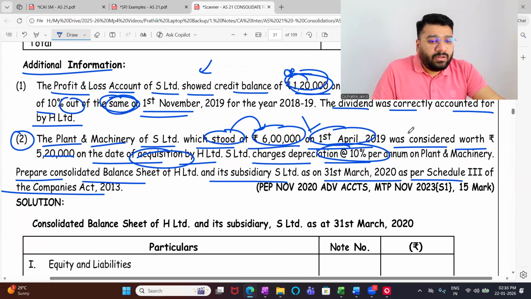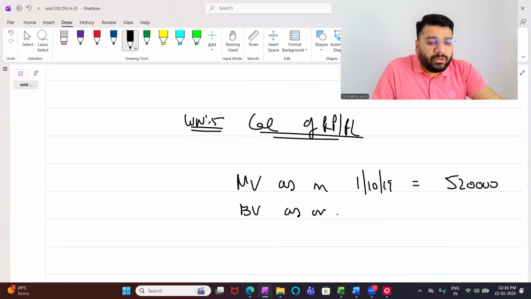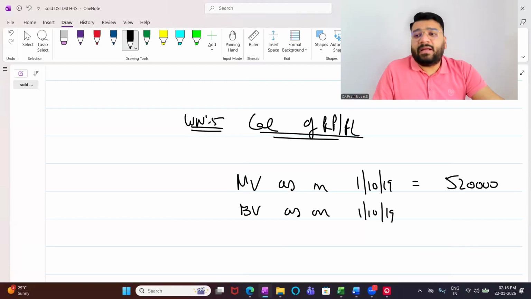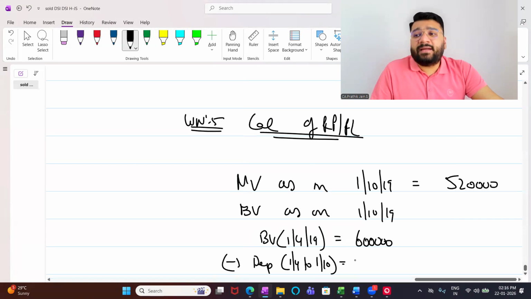520 is considered the worth on the date of acquisition. 520 is the market value. I want to compare this with the book value as on 1/10. But I don't have the book value on 1/10/19. But I have the book value of 1/4/19, which is 6 lakh, minus depreciation from 1/4 to 1/10, which is 6 months. So 6 lakh into 10% into 6 by 12.